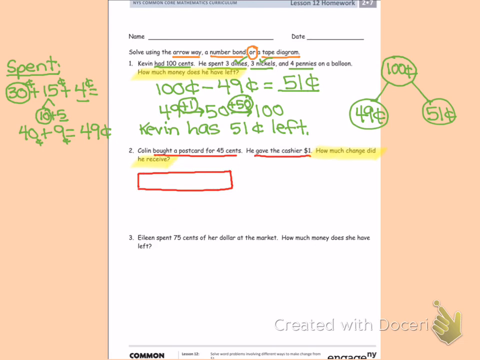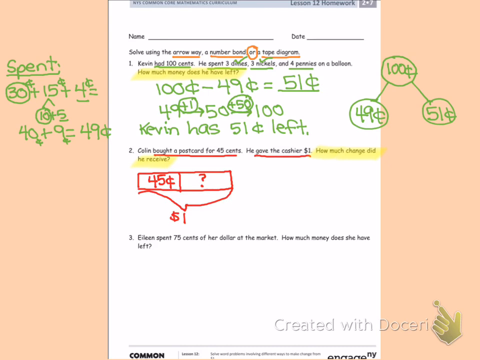let me try that again, is $1. And he used part of that dollar for a postcard. And we know that that postcard was 45 cents. What we don't know is how much change he received. That's this amount right here.